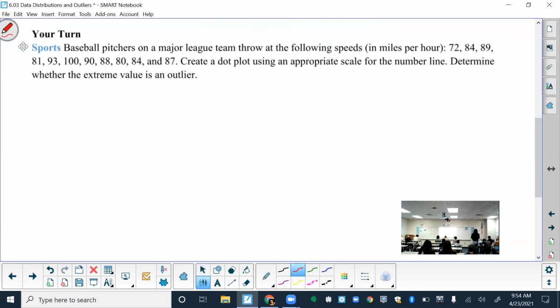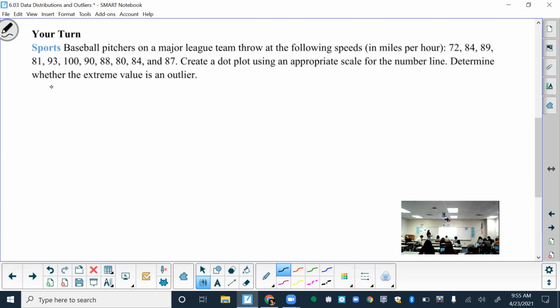All right. So we have baseball pitchers on a major league team throw at the following speeds in miles per hour. And they're not in order, they're in random order, but starting at 72, 84, 89, etc. We need to create a dot plot with an appropriate scale. So this time they didn't draw up a number line for us. We have to make it ourselves. And determine whether the extreme value is an outlier. So they didn't even tell me which value they want us to look at.